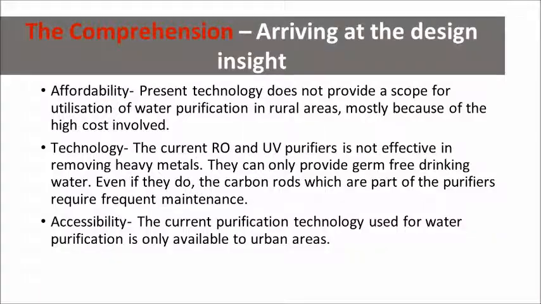Next C is the comprehension. Affordability, technology, and accessibility are the 3 aspects in order to find a solution to any problem. The current RO and UV purifiers are not effective in removing heavy metal impurities. Also, access to the current purification technology is limited to urban areas and it is also pretty expensive.